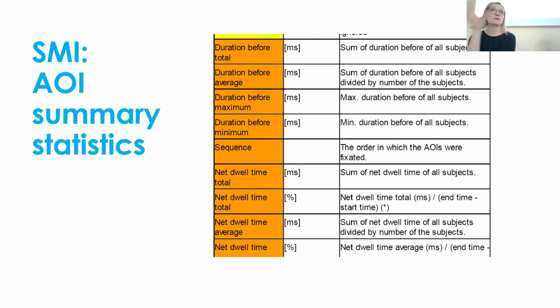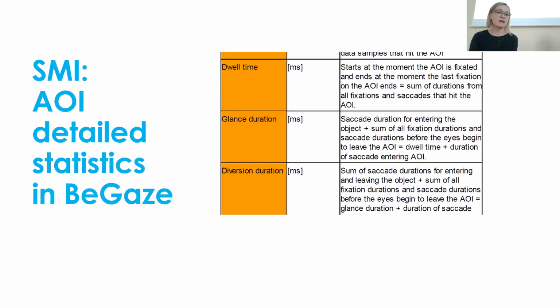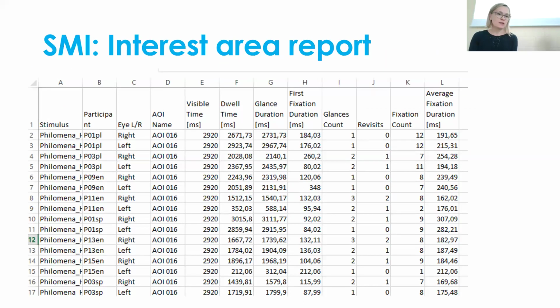So interest area report, again, aggregated data on the whole area of interest. And here, detailed statistics is per area of interest per participant. So this is what we used to do.